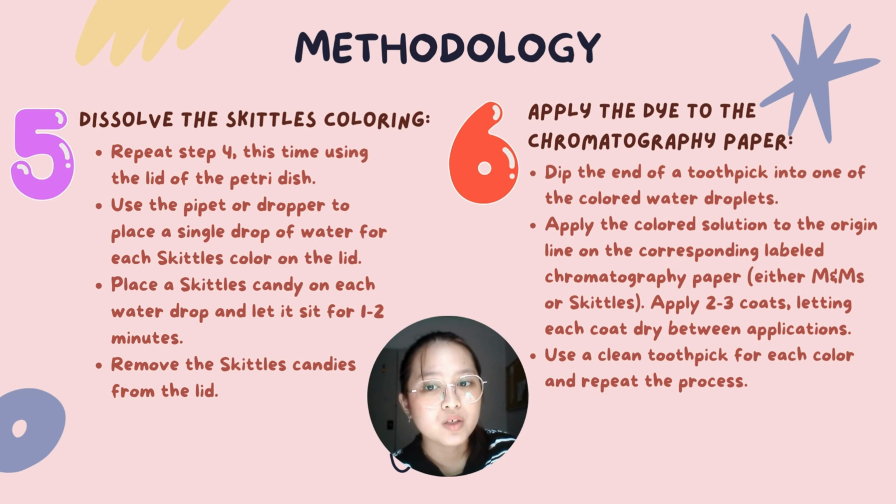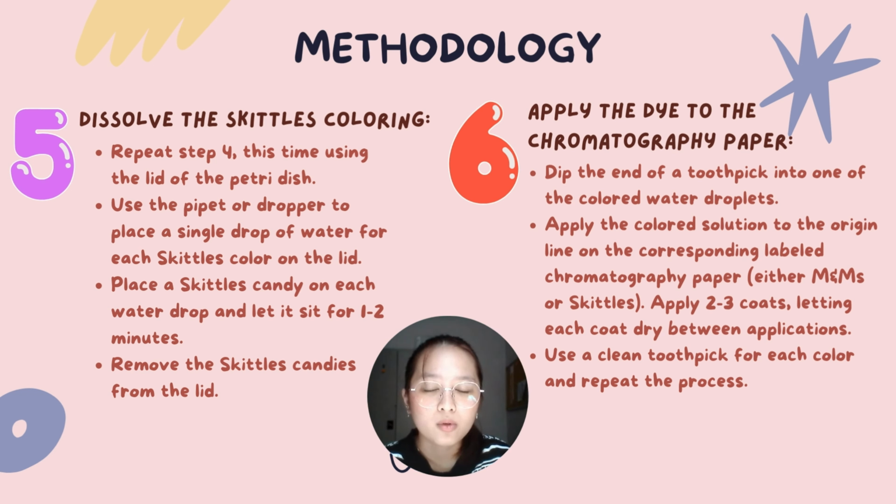Right, we also need to dissolve the Skittles coloring by repeating the same step we used to dissolve the M&M's colorings, which is step 4, but this time we use the lid of the petri dish. Using the dropper, place a single drop of water for each Skittles color on the lid, and then place a Skittles candy on each water drop and let it sit for 1 to 2 minutes, and then remove the Skittles candy from the lid. And then how to apply the dye to the chromatography paper.